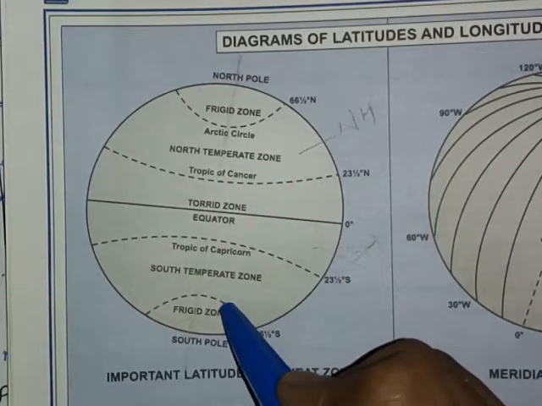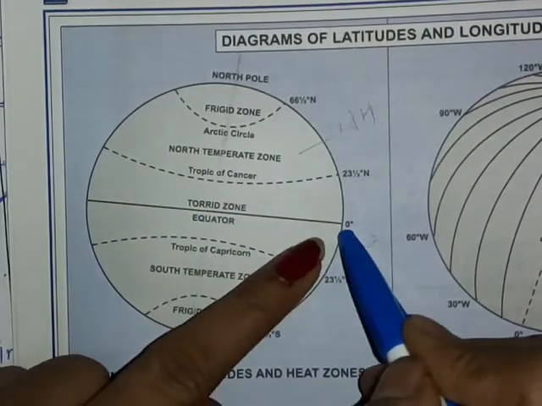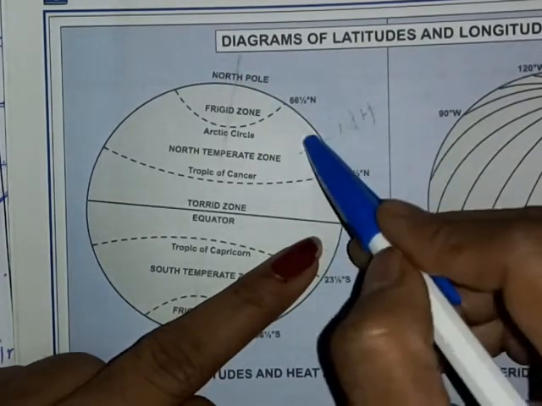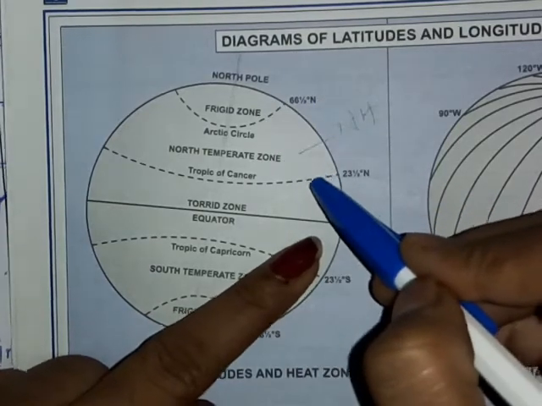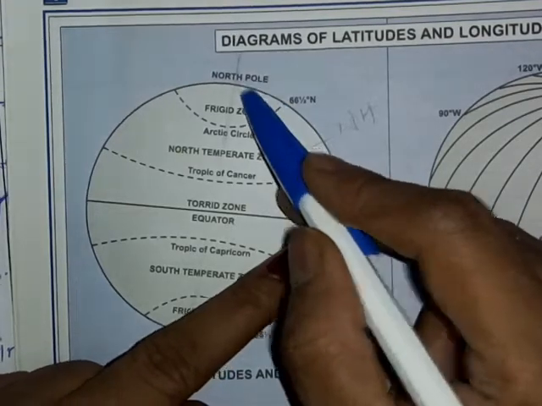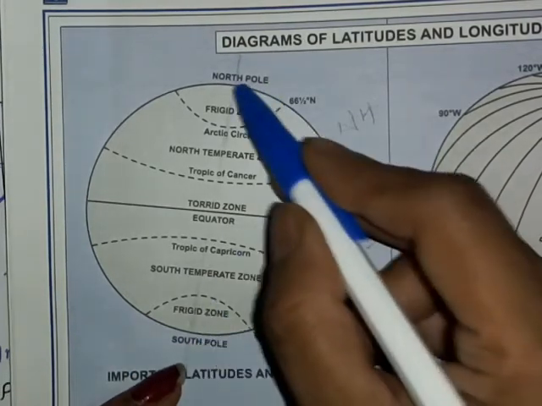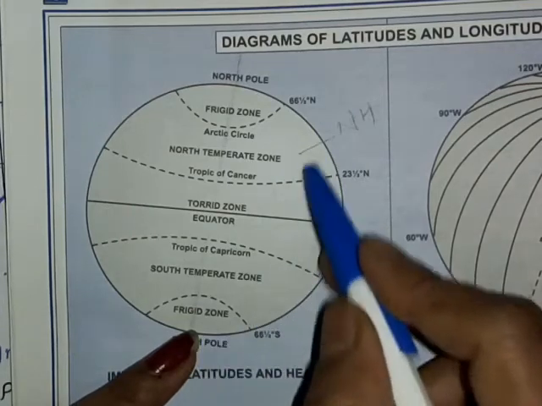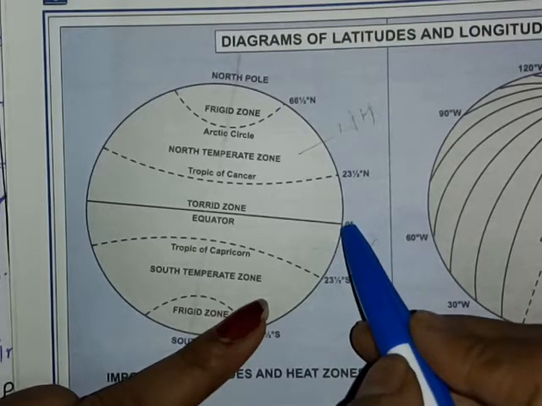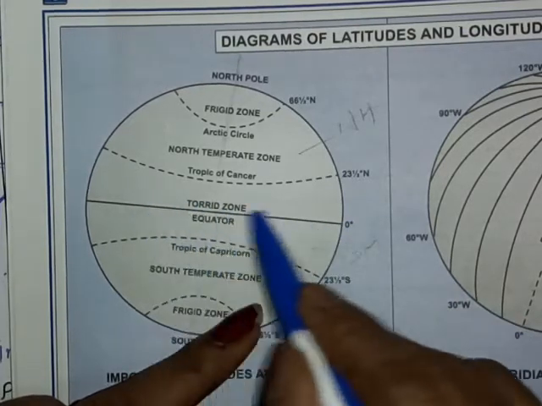How is it 181? See, this is the 0 degree latitude, that is the equator. As you move towards the north pole, there are 90 such lines. Each line is of 1 degree. So 90 lines this side and 90 lines this side, meaning 90 latitudes towards the north pole and 90 latitudes towards the south pole. So in total there are 180 latitudes plus this 0 degree latitude. There are 181 latitudes including the equator.